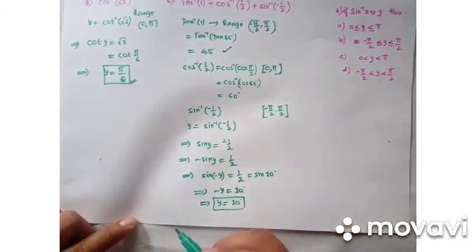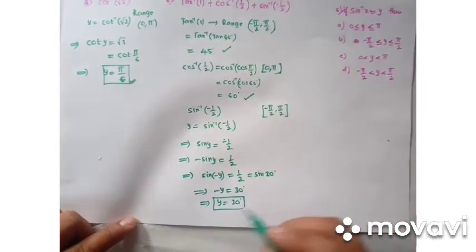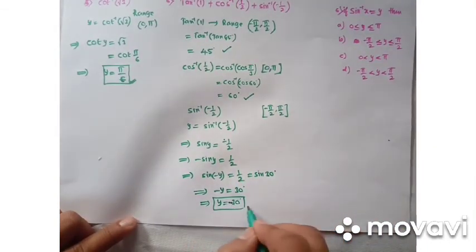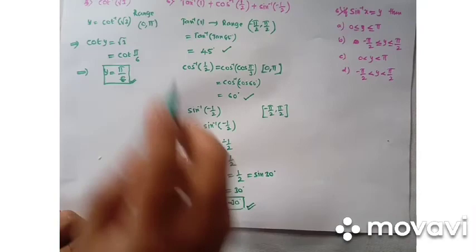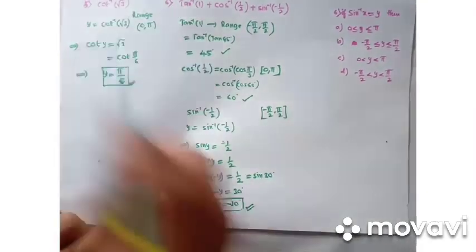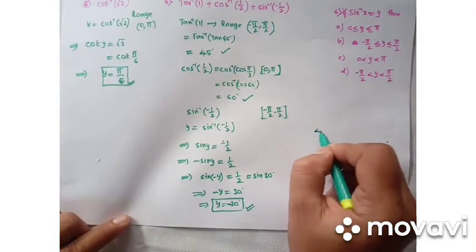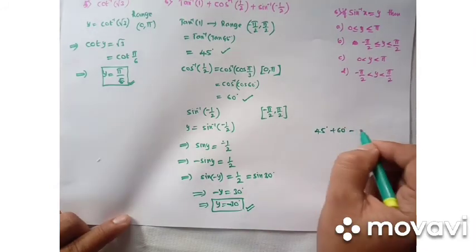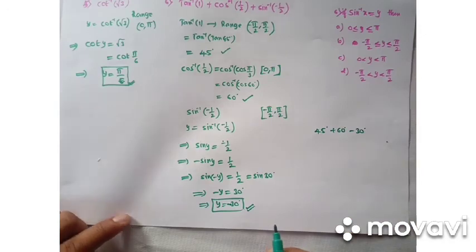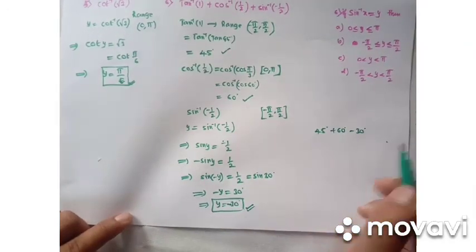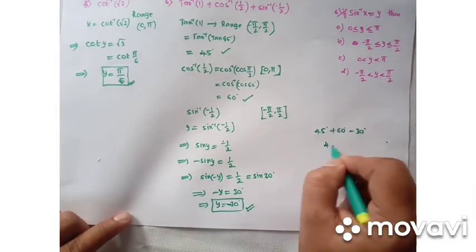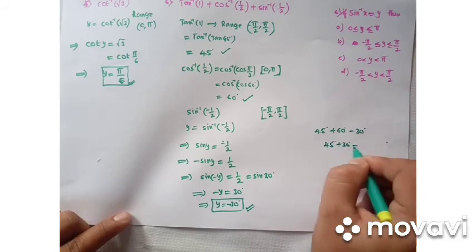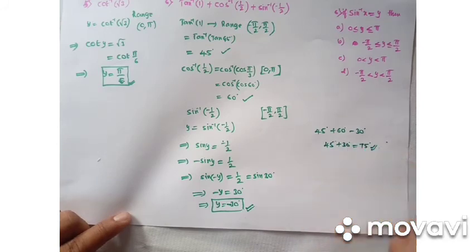So 45 is the first value, 60 the second value, minus 30 is the third value. Now write the given answer. So the first value is 45, the second value is 60, the third value is minus 30 degrees. 60 minus 30 is 30. So 45 plus 30 is equals to 75 degrees. So this is our answer. If you want to convert it into radians, that is also fine.